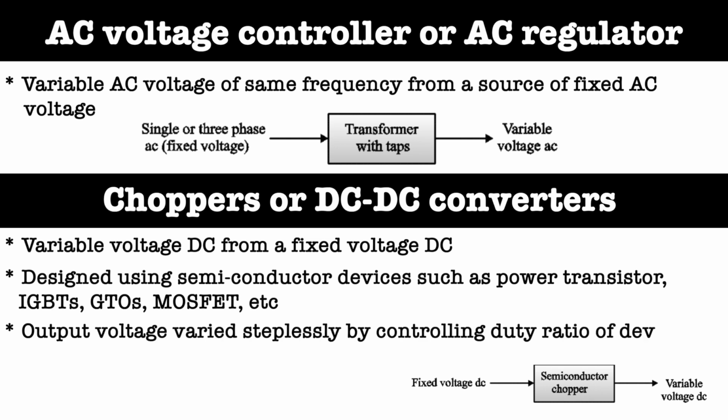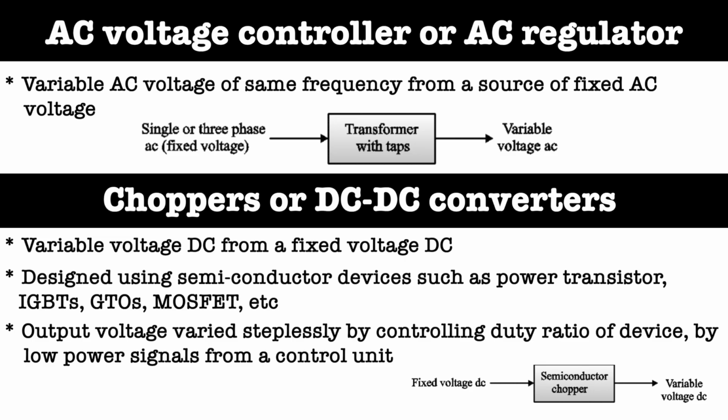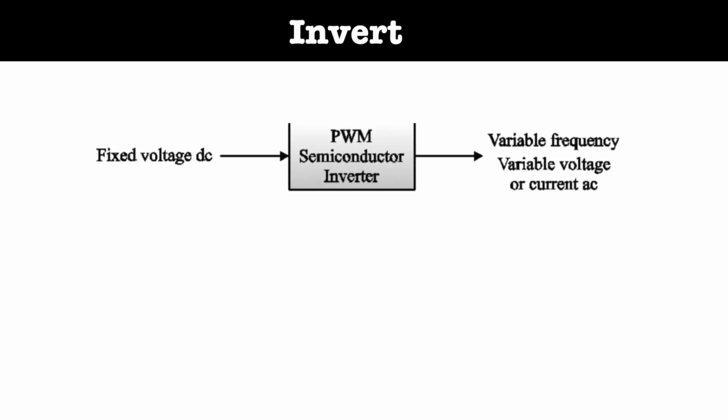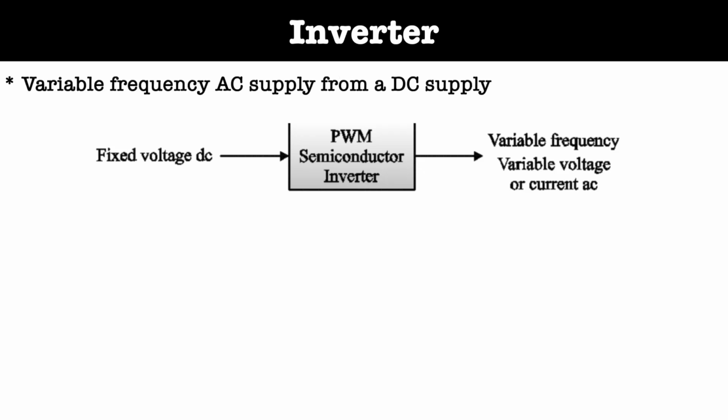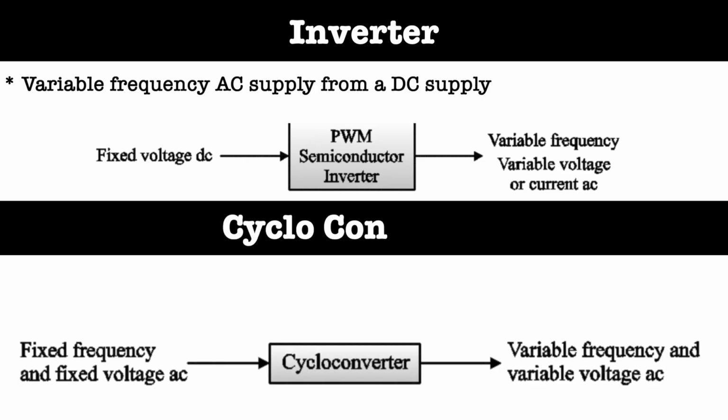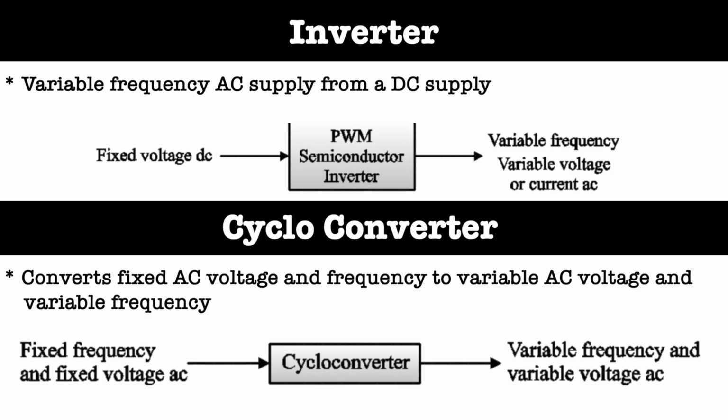Output voltage can be varied steplessly by controlling the duty ratio of the device by low power signals from a control signal. Then we have inverters which are employed to get a variable frequency AC supply from a DC supply. The cycloconverters convert fixed AC voltage and frequency to variable AC voltage and variable frequency.